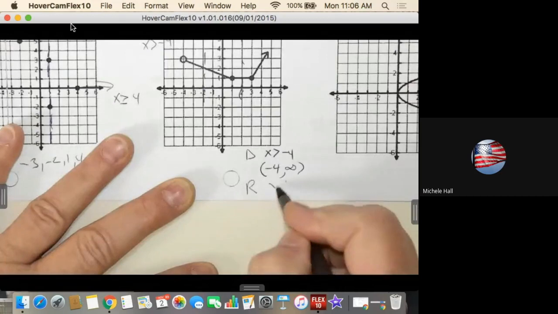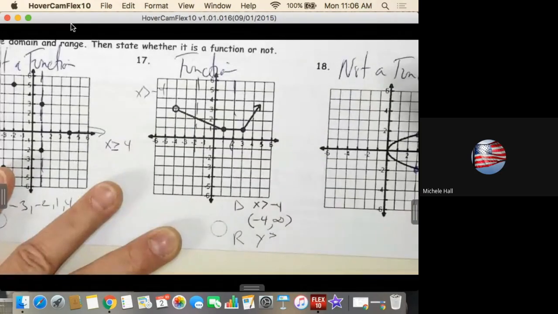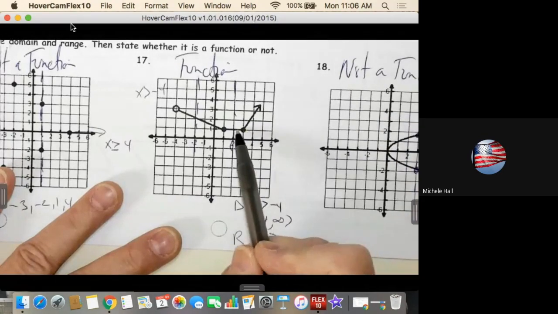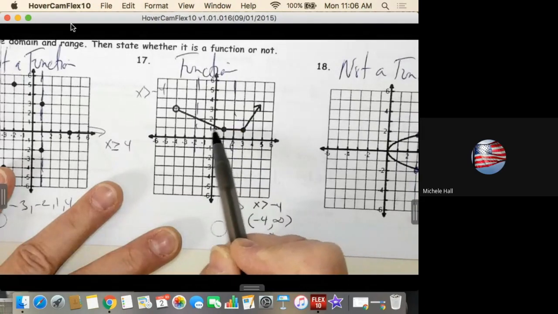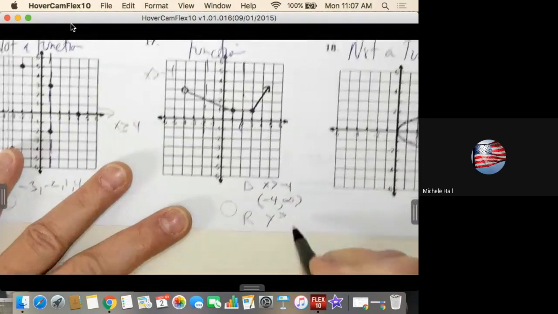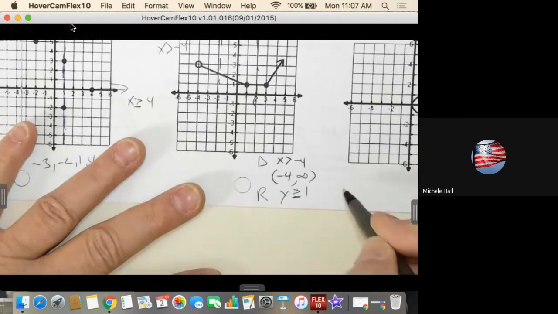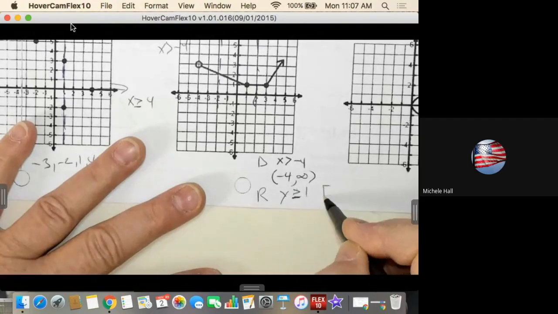So I could say Y has to be greater than. Is it equal to 1? Is there something actually at 1? There's something here, here, here, here, an infinite number of fractions in between there. So yes, it does exist at 1. So this time I would say greater than or equal to 1. Or I could say interval notation, square bracket, it starts at 1 and goes to positive infinity.